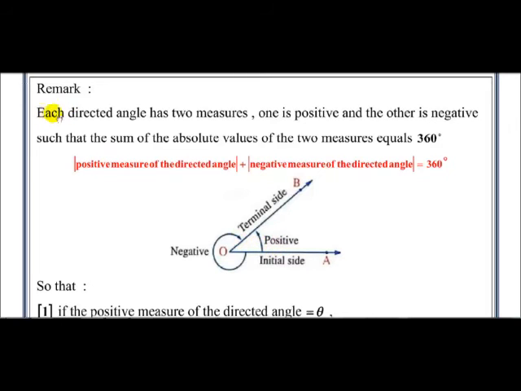The absolute value of the positive measure plus the absolute value of the negative measure gives 360. Then each directed angle has two measures, one positive and the other negative, such that the sum of the absolute values of the two measures equals 360.